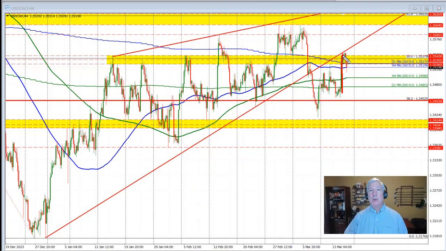We saw a sharp rise in the US dollar versus Canada yesterday. That rise to the upside saw the pair move to and through some key technical levels, including the 200-day moving average. That's this line right here. The 200-bar moving average on the 4-hour chart. That's this green line right here. The 100-bar moving average on the 4-hour chart and the 100-day moving average as well.